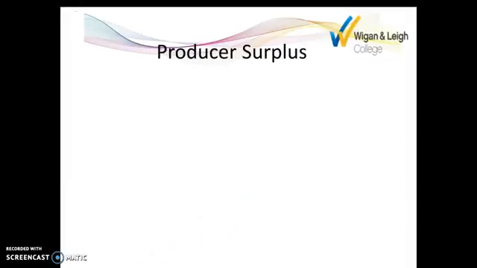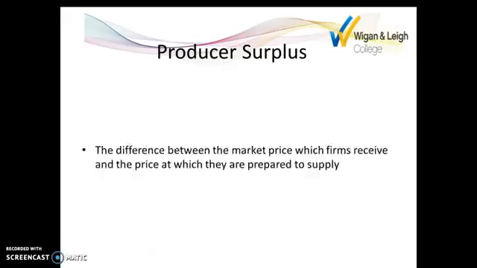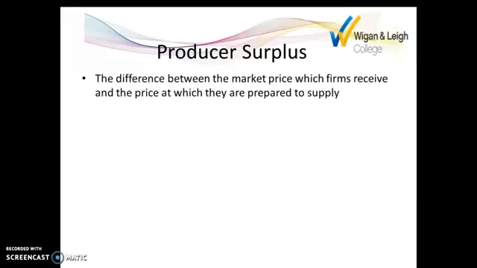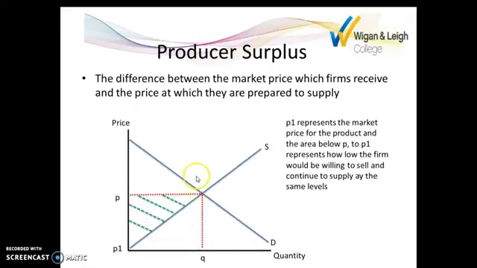Now, as far as producer surplus goes, it's pretty much the exact opposite. It's the difference between the market price which firms receive and the price at which they are prepared to supply. So essentially it is the difference between how low firms will go in order to sell their product, and what the market is actually setting it at.